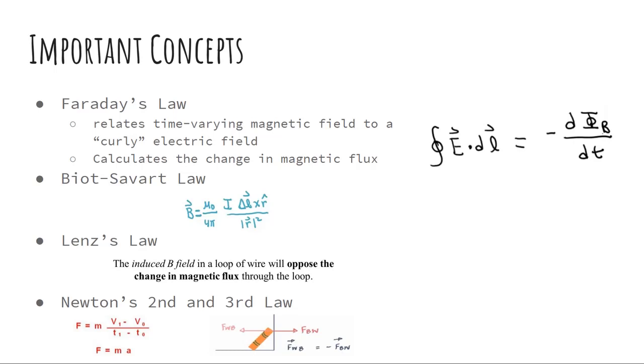I also used Lenz's law to determine the direction of the induced current and the Biot-Savart law to help find the force exerted on each current-carrying ring by the falling magnet. Lastly, I used Newton's second and third laws to calculate the force on the magnet from the aluminum tube as well as to model the magnet's motion from its position and velocity values.